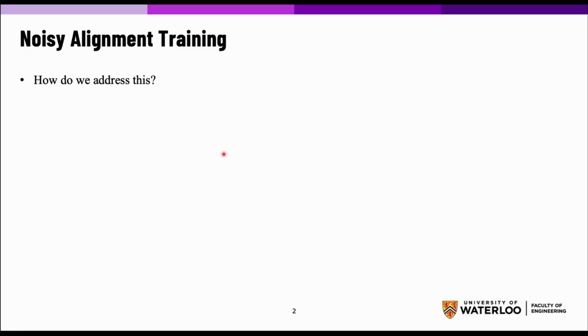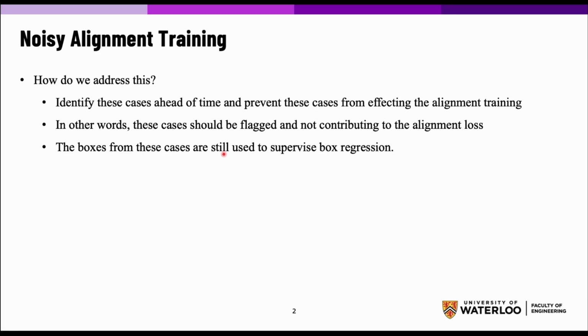So how do we address this? The idea I propose is that if we can identify these cases ahead of time, we can actually prevent them from affecting our alignment training. In other words, we can flag these cases, and have them not contributing to the alignment loss. It's also important to note that the boxes associated with these object crops are still used during the box regression loss, so that the recall is maintained.